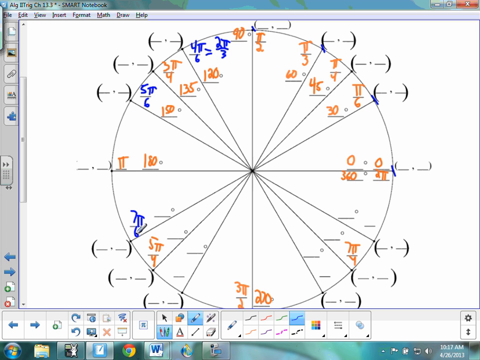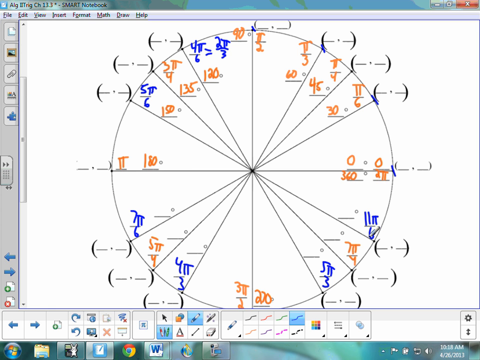pi over 6 will reduce to 4 pi over 3, 9 pi over 6, 10 pi over 6, which is 5 pi over 3, 11 pi over 6, and 12 pi over 6. 2 circles, or a whole circle 2 pi.